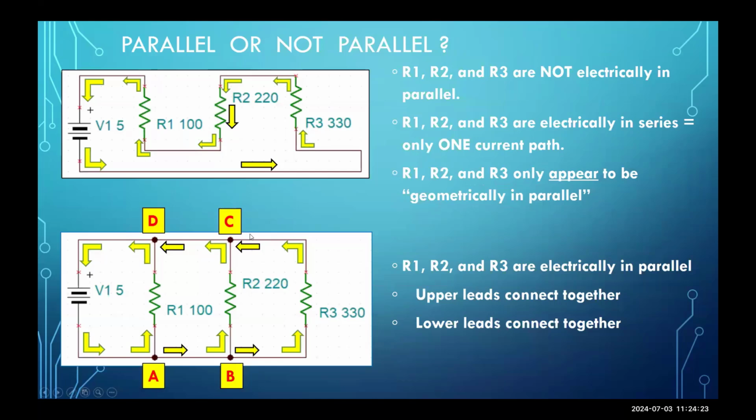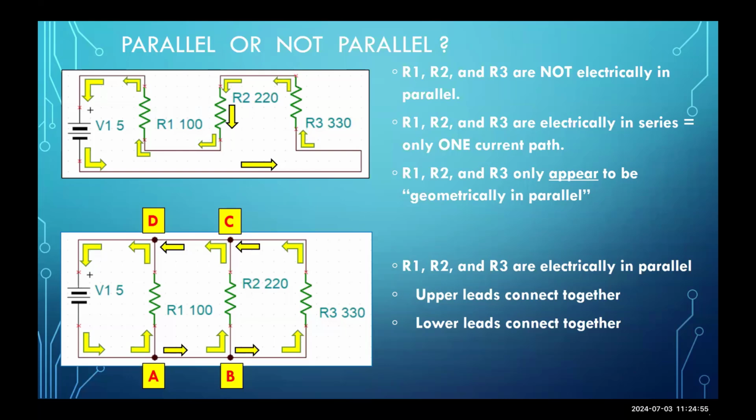What's parallel, what's not parallel? This is something that's really important for y'all to take a look at. If you take a look at the upper illustration, I have an R1, R2, and an R3. Are they in parallel? The answer is no. They are not in parallel. They are electrically not in parallel. R1 and R2 are electrically what? They are in series, okay? They only appear to be geometrically in parallel, but they are not in parallel electronically.